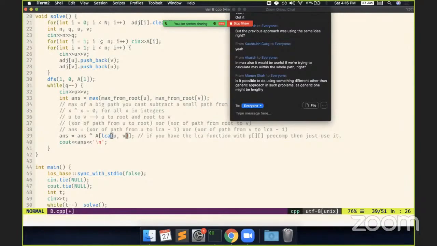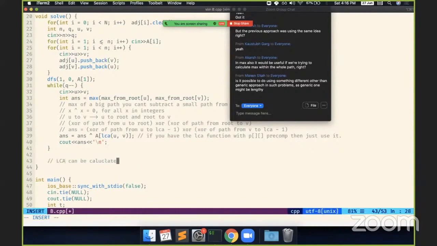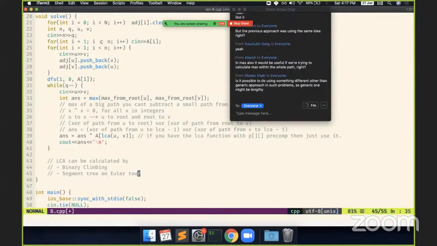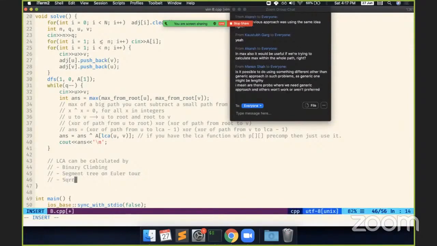To calculate the LCA, one approach is binary climbing, which I showed you guys. Also, it can be calculated by segment tree on Euler tour. I'm not sure if you know this. Euler tour is basically a technique on how you represent a tree as an array, and then you run a segment tree on it. It's slightly complicated. I can maybe share some links. Then there is a square root technique also.